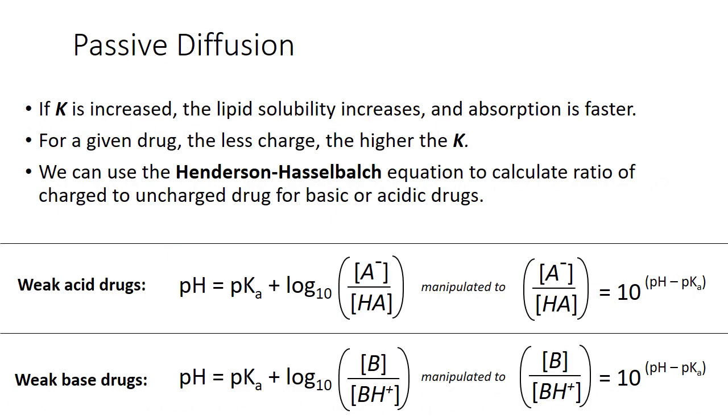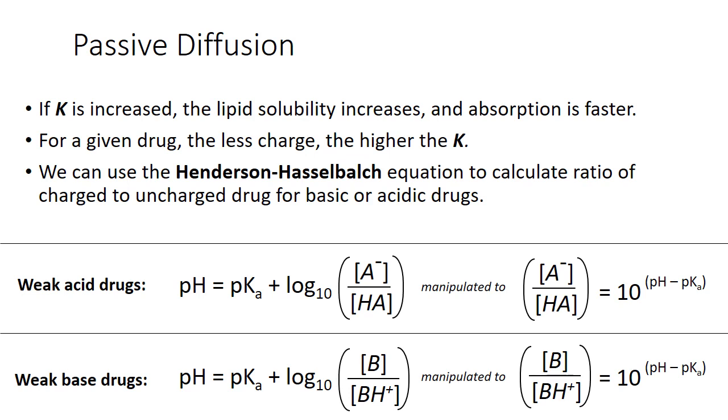So remember, the K is the lipid water partition coefficient. The higher the K, the higher the amount of drug that would be in the lipid layer if we did, again, the octanol water partition test. So it also means, the higher the K, the more rapid the passive diffusion, right? Also, for a given drug, if it's less charged or uncharged, the K will be higher. If we make it neutral, the amount that will go into the lipid layer will be higher. That can speed up the absorption or diffusion.